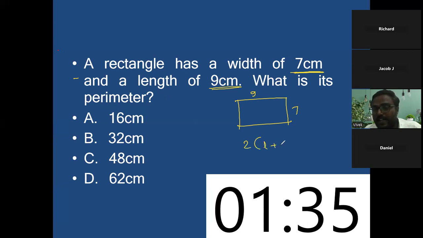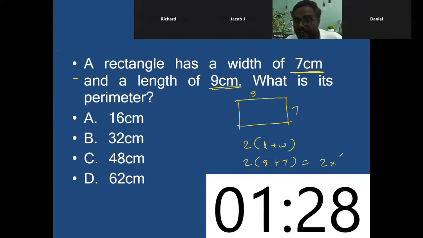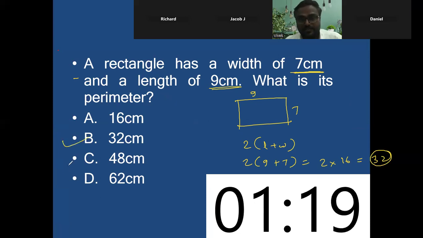So 2 times (length plus width) is what I'm going to find. 2 times (9 plus 7). 9 plus 7 is going to be equal to 16. So 2 times 16 is equal to 32 centimeters. I hope everyone understood it.